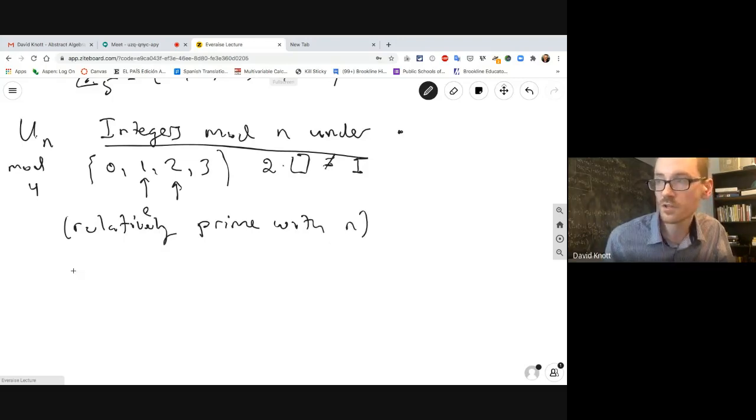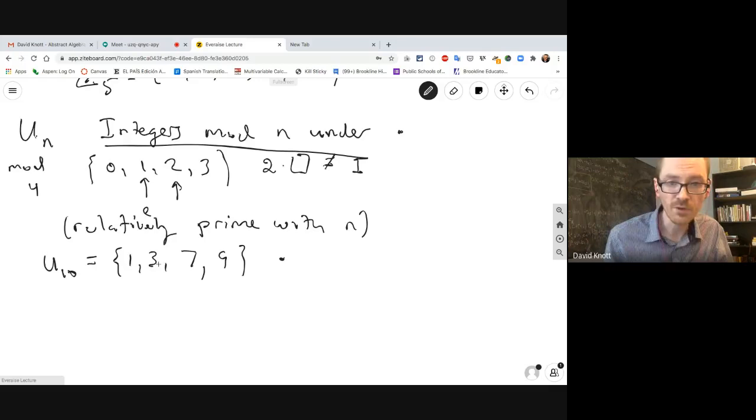Okay, so just to give you a clear picture of what that means, something like U10. That would be the integers less than 10, and we don't include 0, by the way, which are relatively prime to 10. So that would be 1, not 2, because 2 shares a factor with 10. 3 is in there, 4 is not in there because it shares a factor of 2 with 10. 5 is not in there, 6 is not in there, 7 is in there, right? No common factors with 10. 8 is not, 9 is, right? And then that's it. So these 4 guys here do form a group under multiplication.